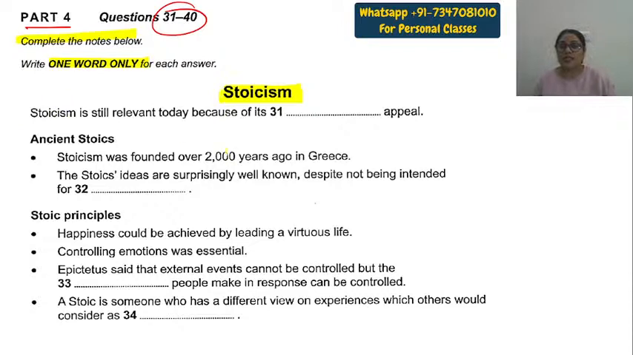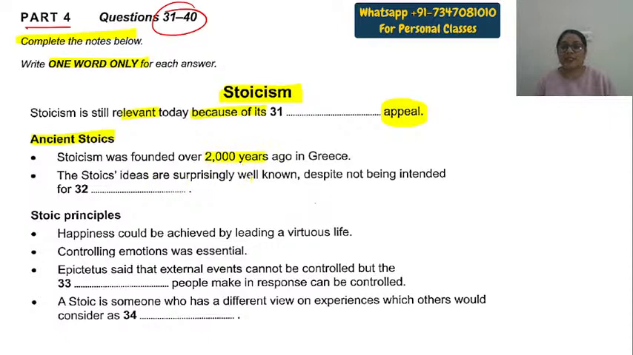Okay, so stoicism is still relevant today because of its dash appeal. क्या चीज़ है वो आज भी relevant है because of its dash appeal. कैसी appeal है उसकी, ऐसे है मतलब what pattern it is. Ancient Stoics के बारे में बात कर रहे हैं. Stoicism was founded over 2000 years ago in Greece. जब वो 2000 years बोलेंगे, be attentive.